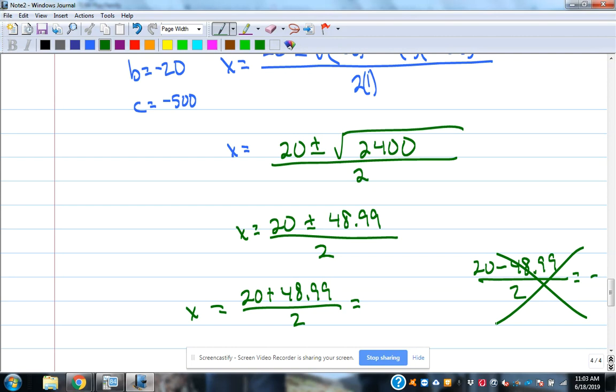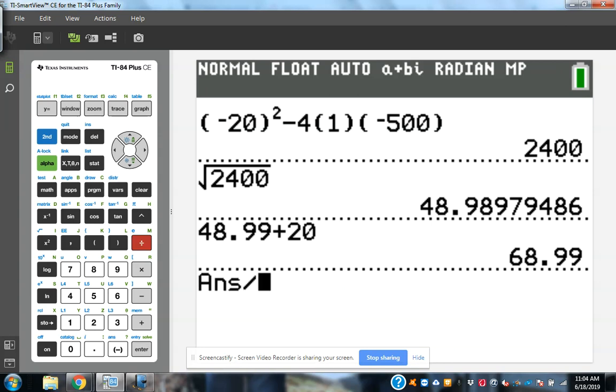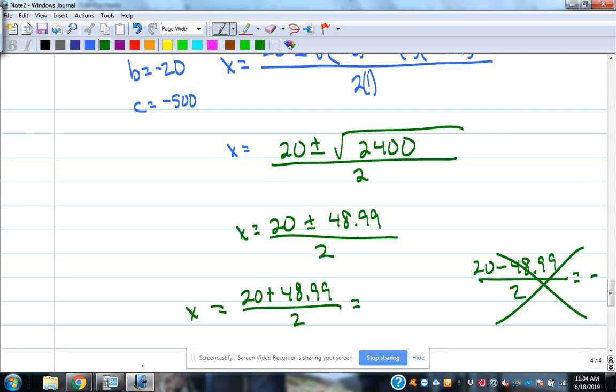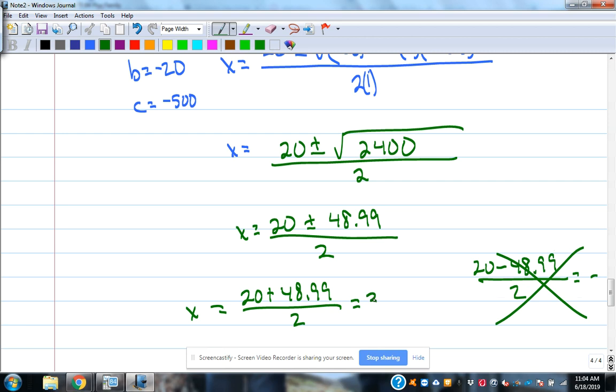Okay. So work this out. 48.99 plus 20. And then divide that by 2. 34. And if we round this to 2 decimal places, that 5 would make the 9 go up to 10 and make the 4 go up. So it's going to be 34.50. Okay. That's the short leg.